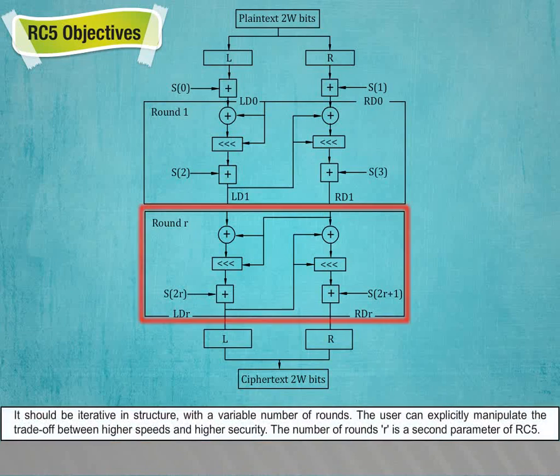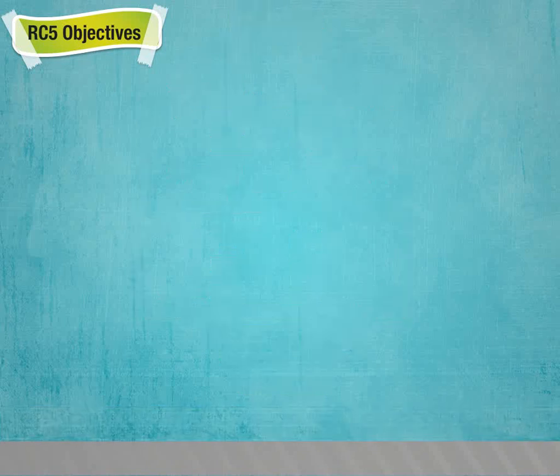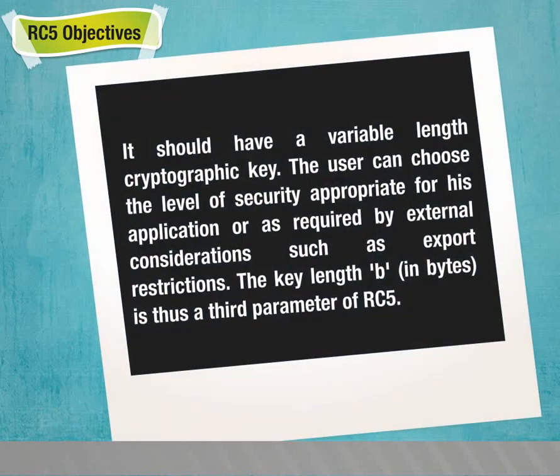It should be iterative in structure with a variable number of rounds. The user can explicitly manipulate the trade-off between higher speed and higher security. The number of rounds, r, is a second parameter of RC5. It should have a variable-length cryptographic key. The user can choose the level of security appropriate for the application or as required by external considerations such as export restrictions. The key length, b, in bytes is thus a third parameter of RC5.